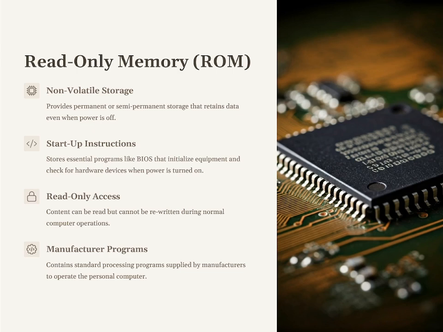There are types of read-only memory, and read-only memory can be non-volatile storage, meaning that they provide permanent and semi-permanent storage that retains data even when the power goes off. That is what we call non-volatile. Remember, we said the RAM is volatile, meaning that anytime power goes off, the data will go. So the read-only memory is non-volatile.